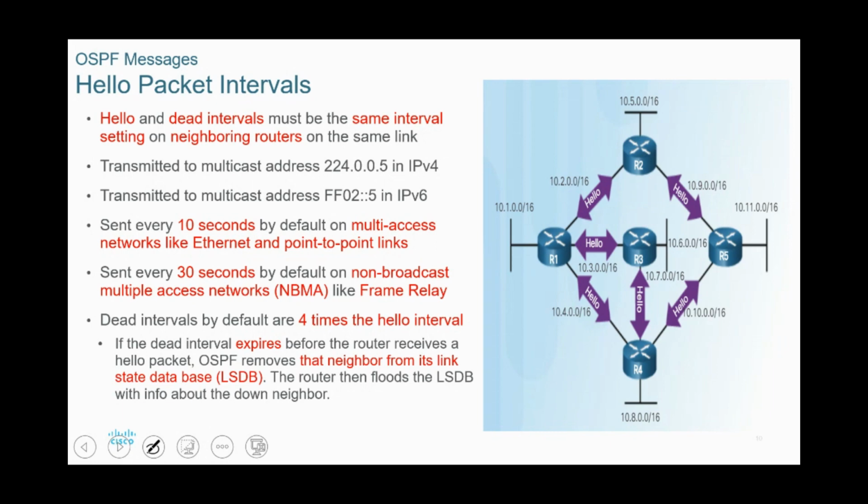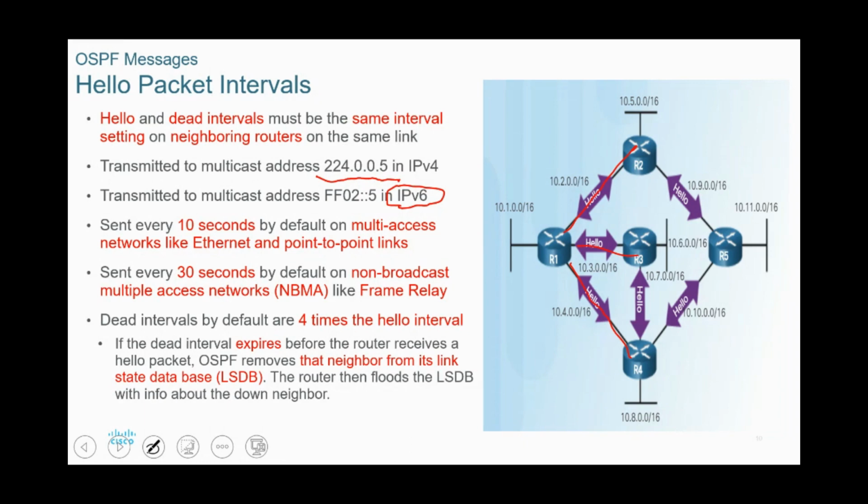Okay, hello and dead interval settings must be the same on the neighboring routers on the same link, transmitted to multicast address 224.0.0.5 if you are using IPv4, or if you are using IPv6, it will transmit to the multicast address FF02::5, and it sends every 10 seconds by default on multi-access networks like Ethernet and point-to-point links. It means like this topology here. Okay, every 10 seconds, it will send hello packets to the neighbors of router 2, router 3, and router 4.